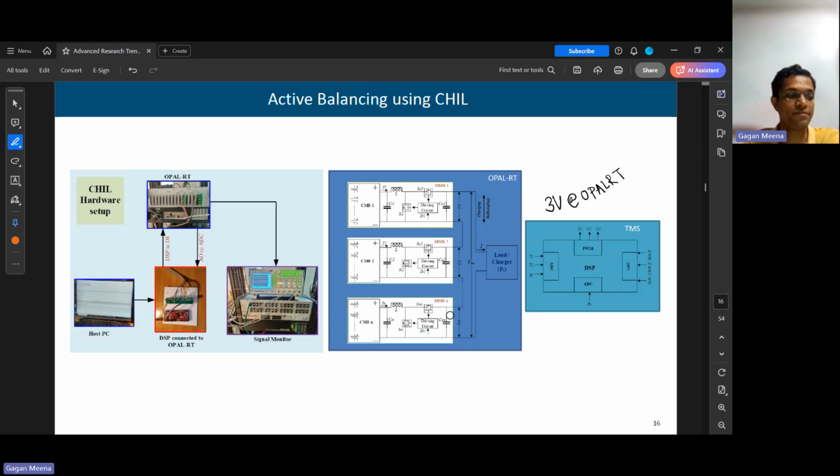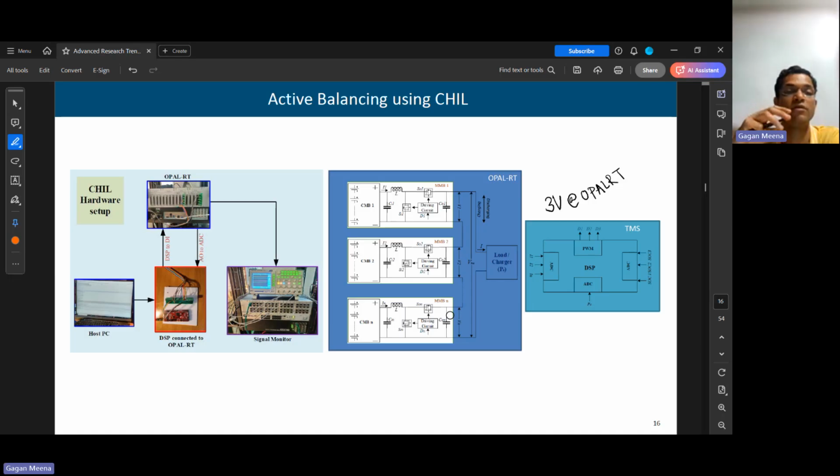So this is the hardware setup for the active balancing using CHIL. We have two things: PHIL is power hardware in the loop, and CHIL is control hardware in the loop.